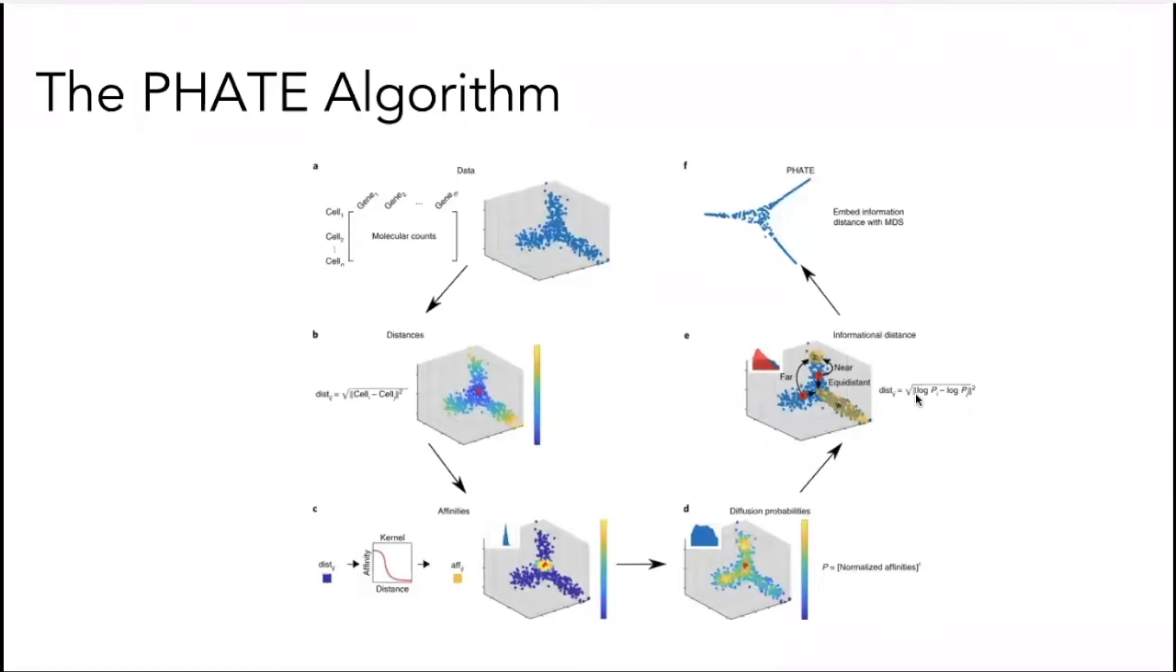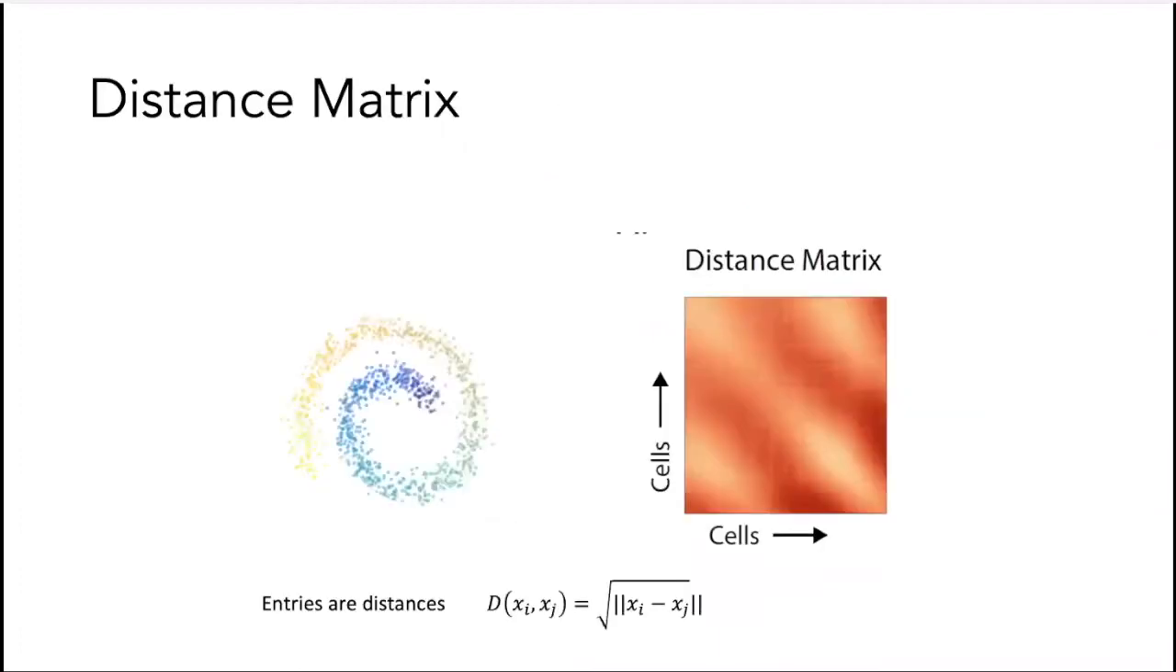And now between these probabilities, we take an information theoretic distance or a divergence between them. And this creates a distance matrix again. And this distance matrix can be embedded with one of the varieties of fancy MDS, for example, metric MDS. And that's a snapshot of how PHATE works.